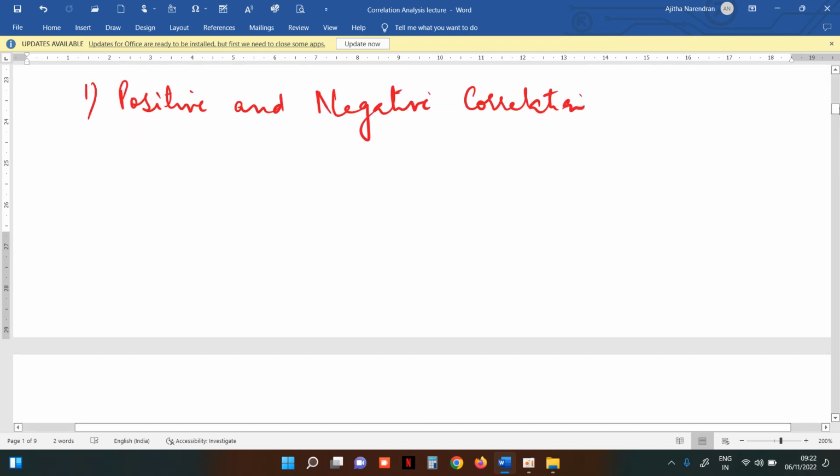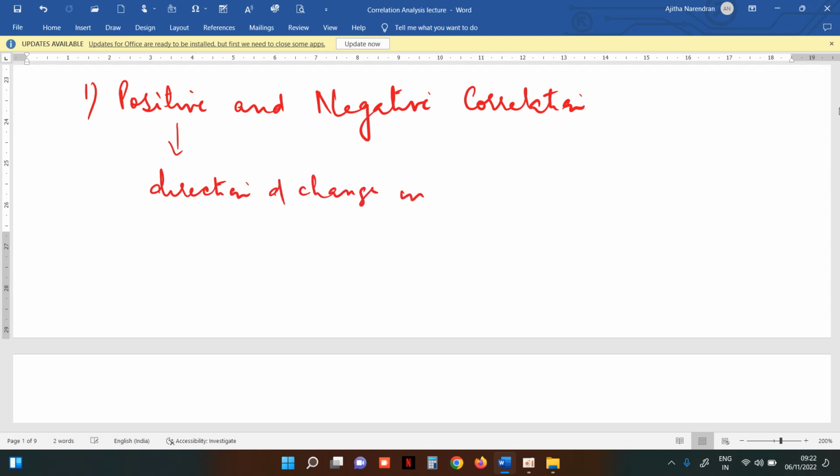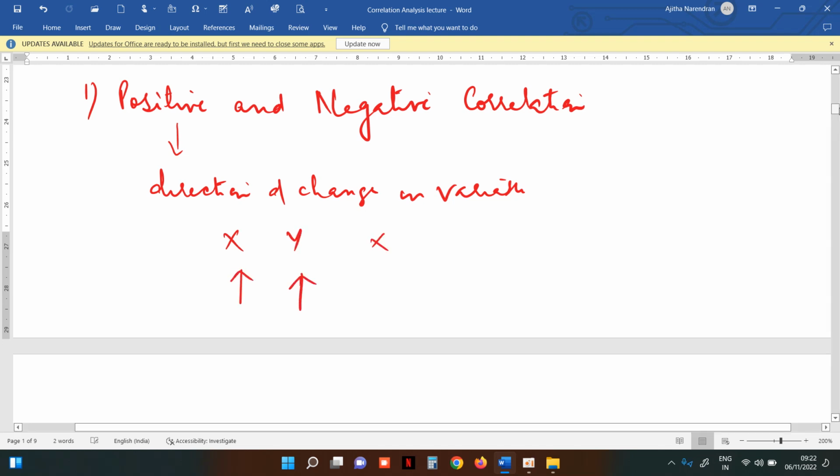When we talk about positive correlation, what does it mean? On the basis of the direction of change in the variable, we can find out whether it is positive or negative. For example, x and y. If x is increasing, y is also increasing. If x is decreasing, y is also decreasing. These two situations are known as positive correlation.